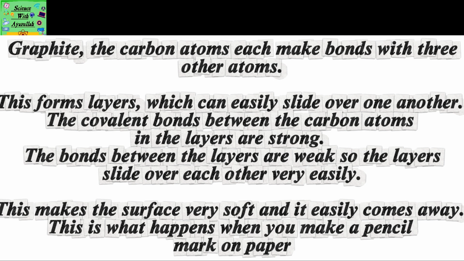Graphite. The carbon atoms each make bonds with 3 other atoms. This forms layers, which can easily slide over one another. The covalent bonds between the carbon atoms in the layers are strong. The bonds between the layers are weak, so the layers slide over each other very easily. This makes the surface very soft and it easily comes away. This is what happens when you make a pencil mark on paper.